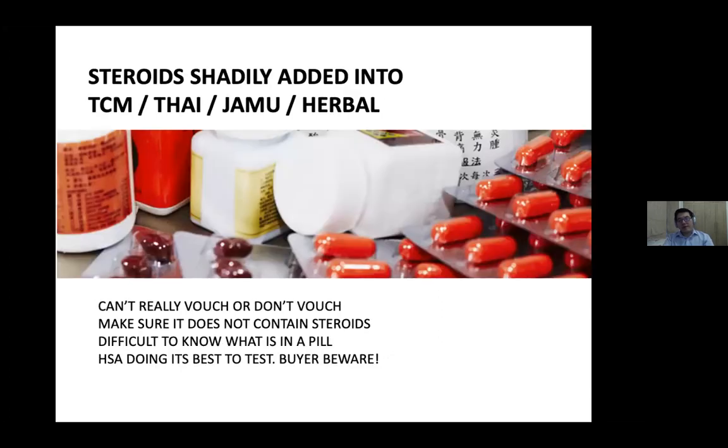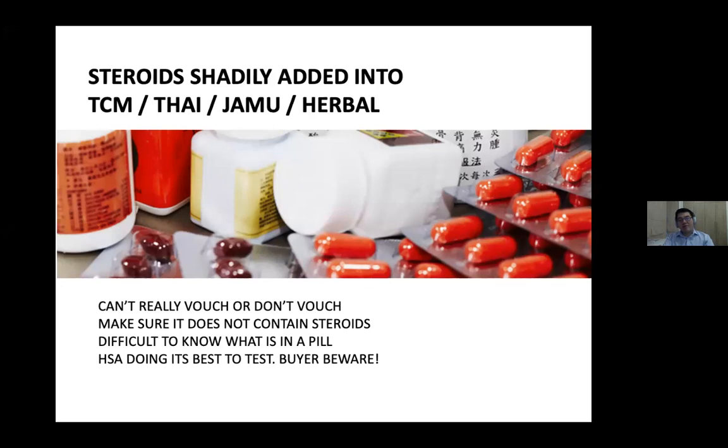Okay, so sometimes the more worrying one is when steroids get shadily added into certain over-the-counter medications, let's say from TCM or even Thai medication, or even a jamu, or herbal medication. The problem is that we tend to see steroids being added into it and then being vouched for as a cure-all. It is not regulated. HSA has no way to check every single medication for this.